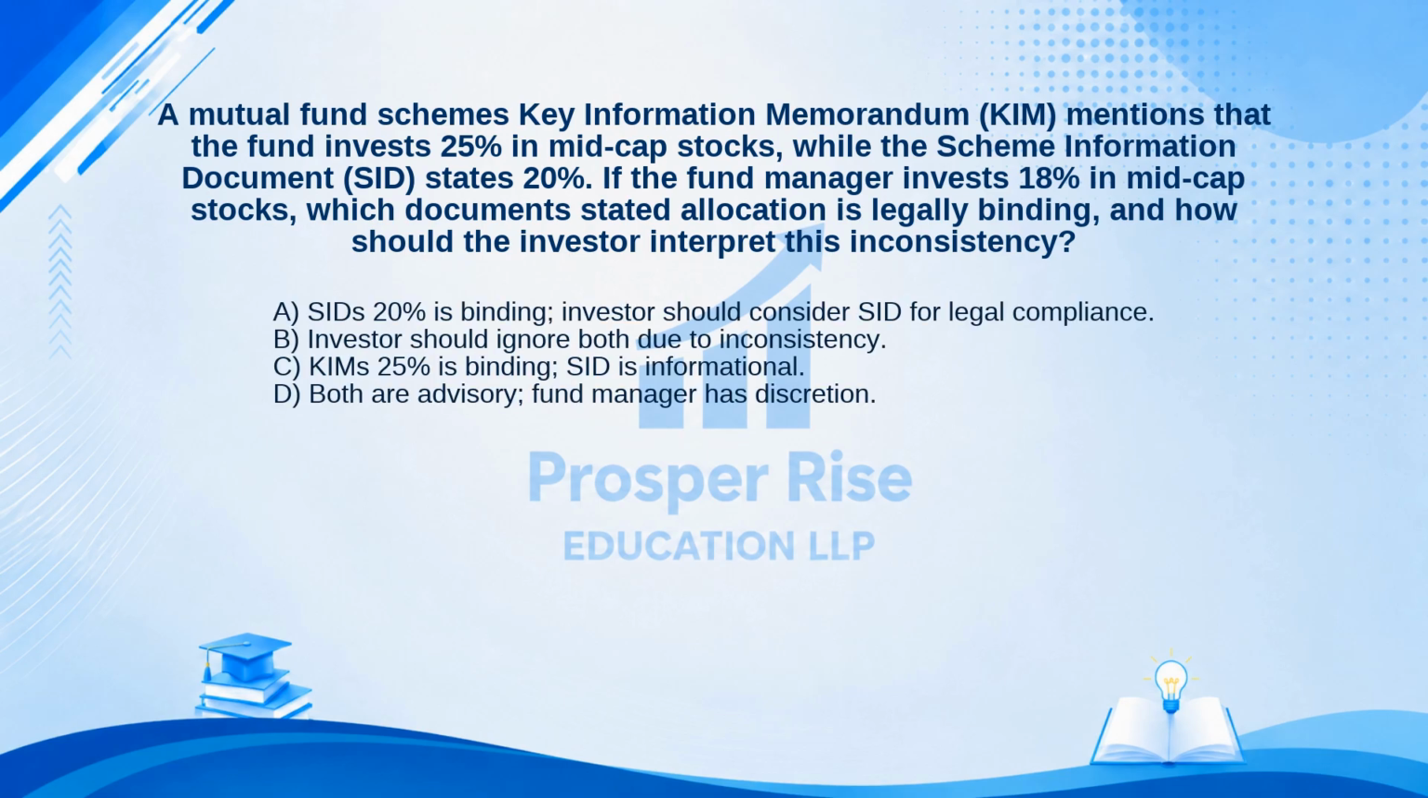A. SID's 20% is binding. Investor should consider SID for legal compliance. B. Investor should ignore both due to inconsistency. C. KIM's 25% is binding. SID is informational. Or D. Both are advisory. Fund manager has discretion. Take a moment to pause the video and decide.